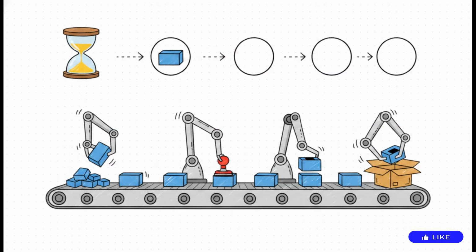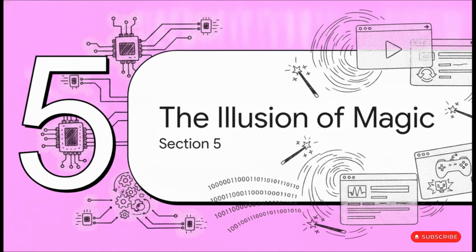Now, obviously, if the CPU did this one tedious step at a time, like sequentially waiting for one entire instruction to finish completely before even starting the next one, it would waste a massive amount of time. So modern CPUs use this brilliant trick called pipelining. It acts exactly like a factory assembly line. So while one instruction is being executed, the next one is already being decoded, and a third one is actively being fetched. This overlaps the stages so beautifully that the processor's execution units almost never sit idle. It just vastly increases the speed of the entire cycle. And that perfectly sets us up for Section 5, the illusion of magic.